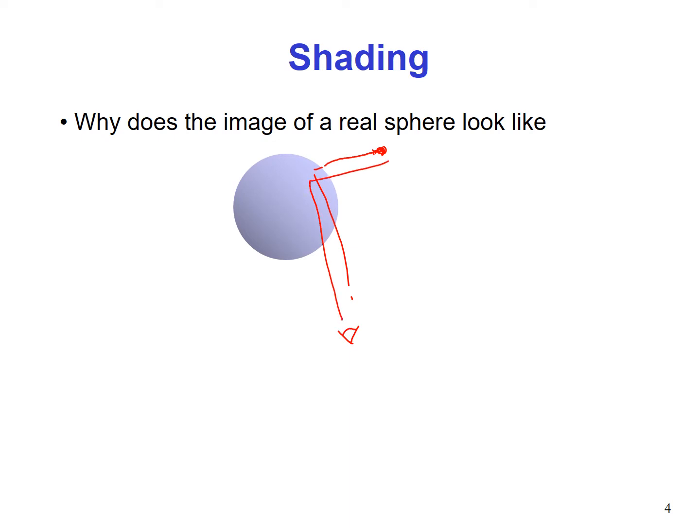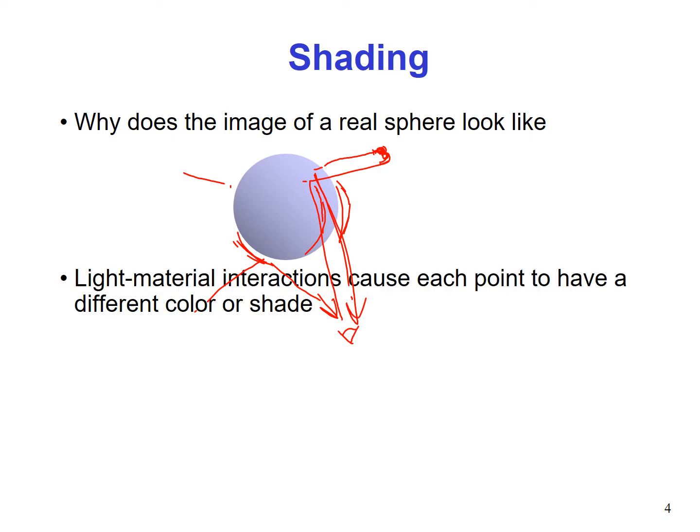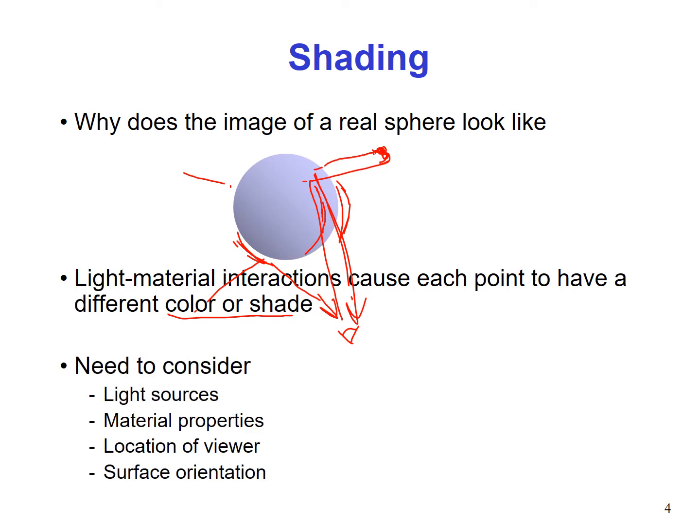And this part is not getting any light from this point light source, but there is some ambient light present which reaches the viewer or the camera, and hence less light is reflected from here, whereas more light is reflected from here. And that level of reflection smoothly decreases as the angle between the light source and the viewer changes. So light-material interaction causes each point to have a different shade or color of the object. This gives us a 3D perception.